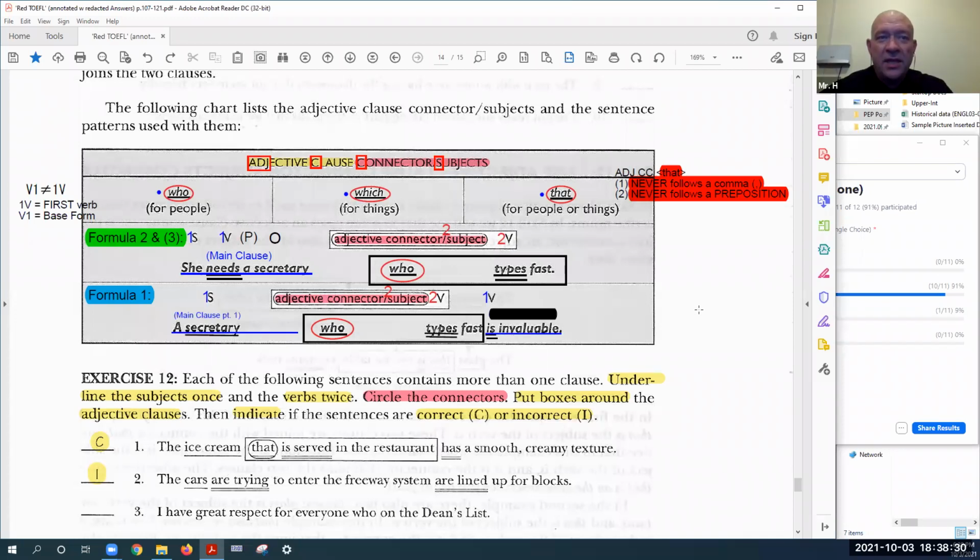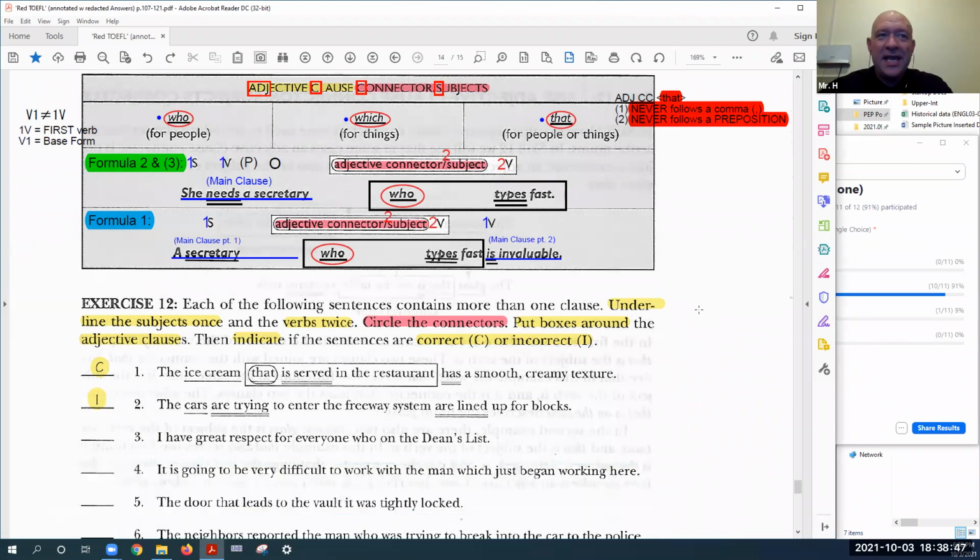This main clause has two parts, right? Why is it separated? Because the adjective clause is in the middle, and it describes the subject. Exactly. All right. Here we go, guys.